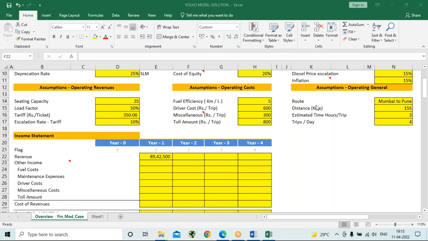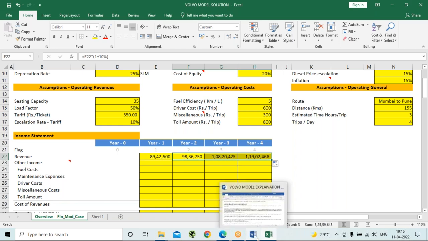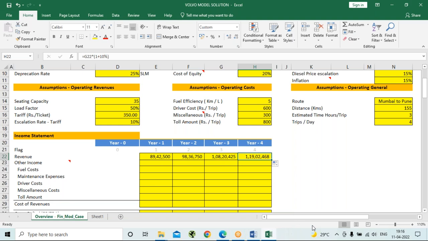So equal to the previous year amount. Okay, equals to previous year. Very good. Bracket 1 plus 10%, that is the bracket. Good. So this is how we are going to calculate the escalation rate. So the value comes for the end of the year as 1,19,02,468.